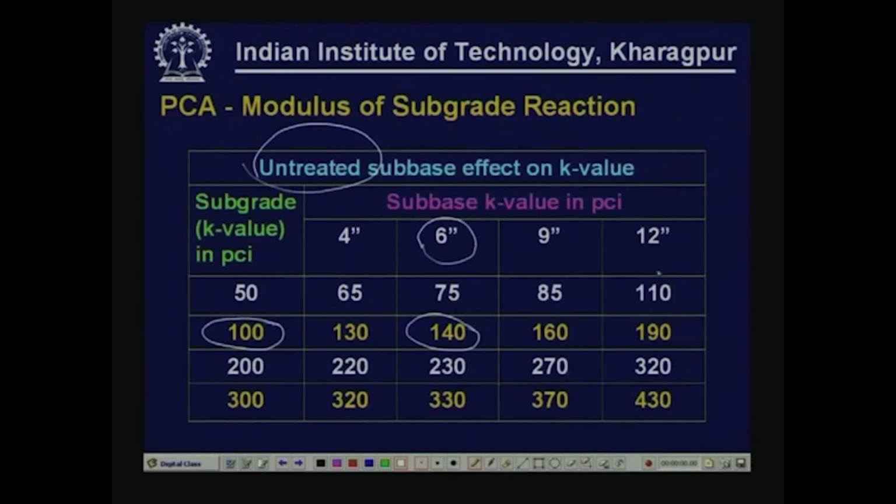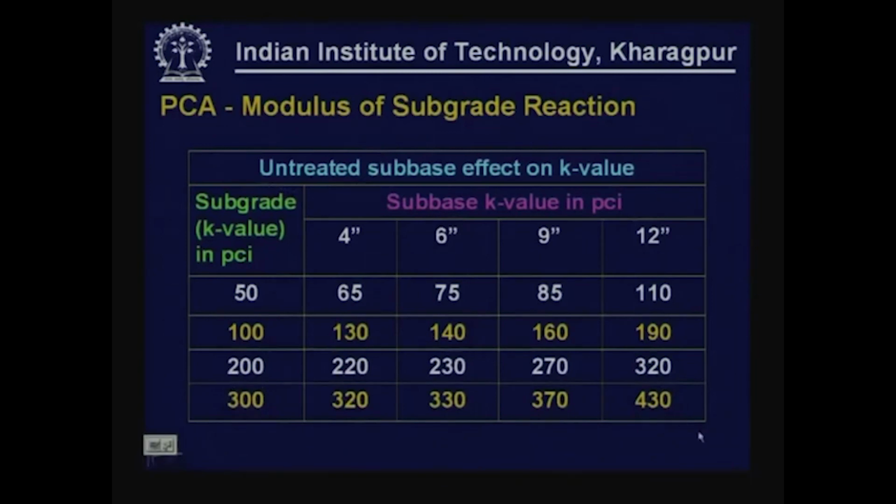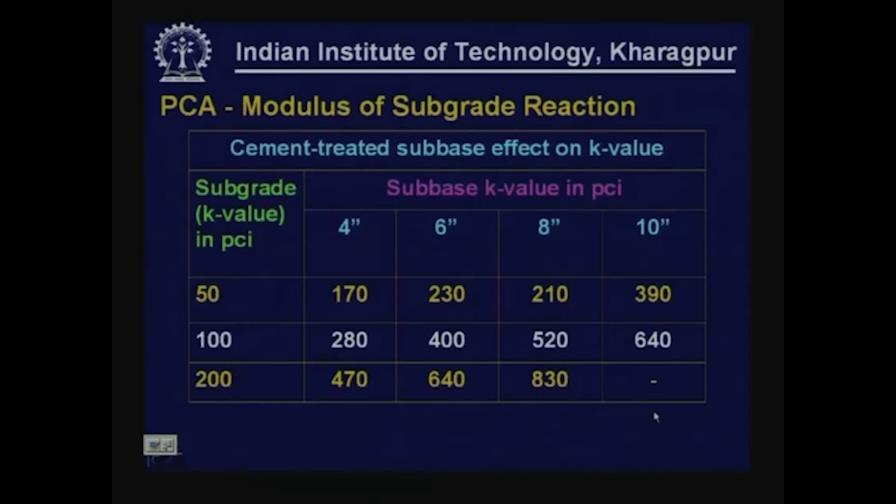Similarly, if we place a 12-inch granular subbase over a subgrade having a K value of 300 PCI, the effective K value can be taken as 430. Similarly, if cement treated subbase is used on subgrade, this is how to select the combined effective subgrade modulus of reaction. So, for different thicknesses, for different subgrade K values, the effective K values are given here.